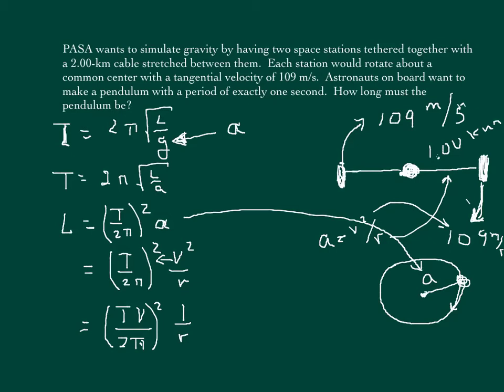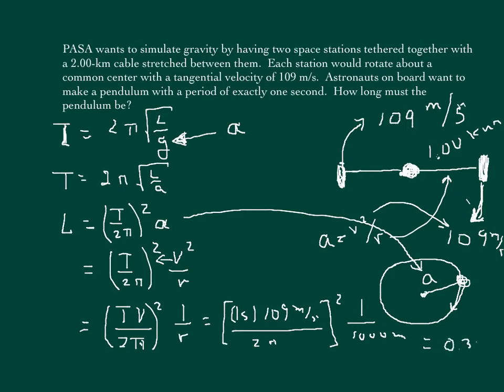Putting our numbers in, we have 1 second here for the period. The velocity is 109 meters per second, and over 2 pi, that quantity squared, and then we have 1 over 1,000 meters. When we put those numbers together, we get an answer of 0.301 meters for the length of this pendulum.